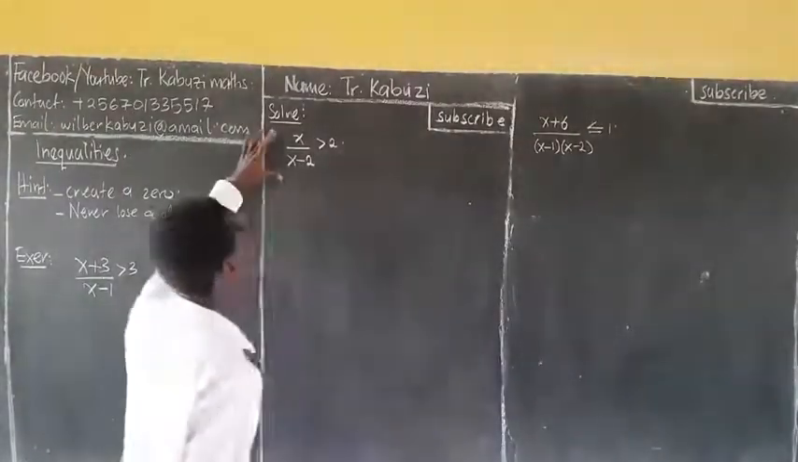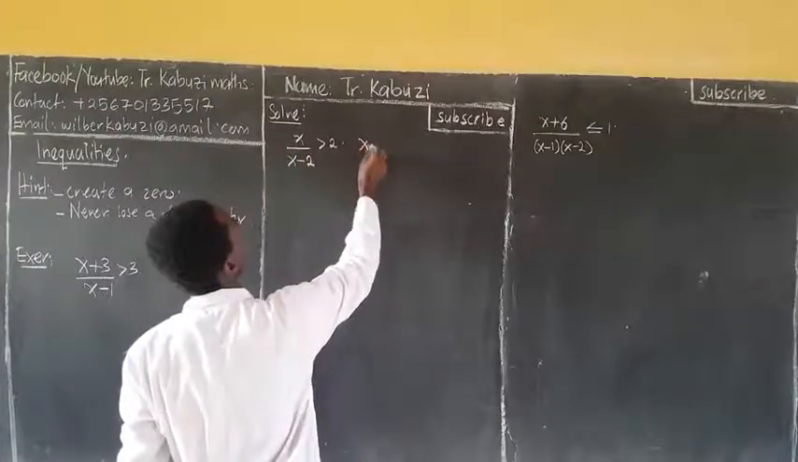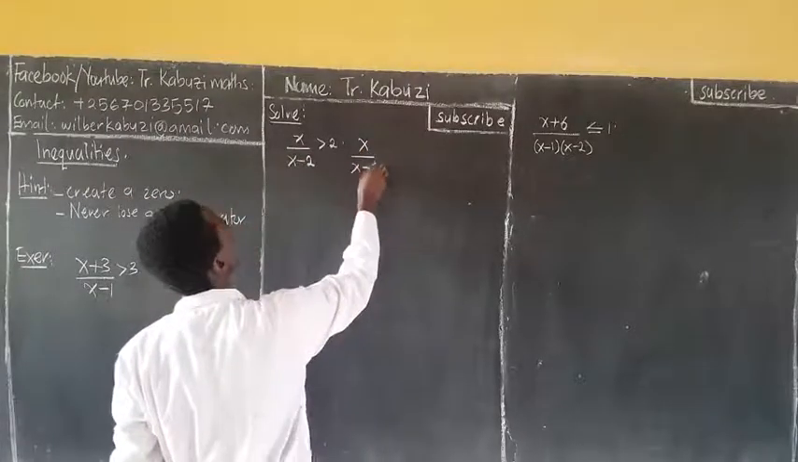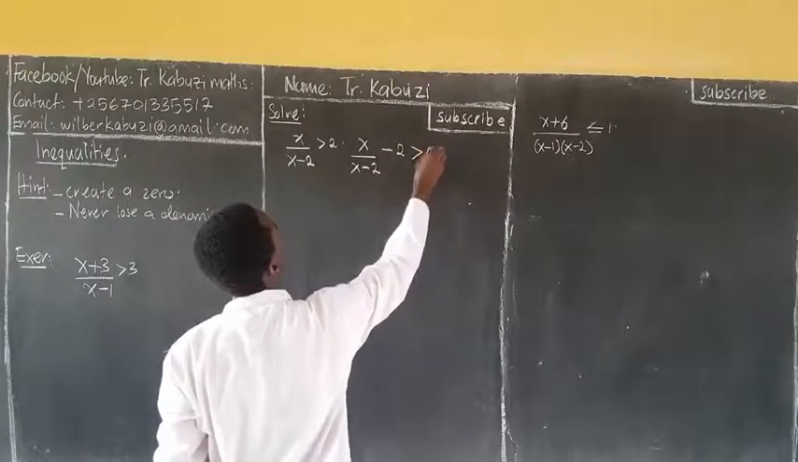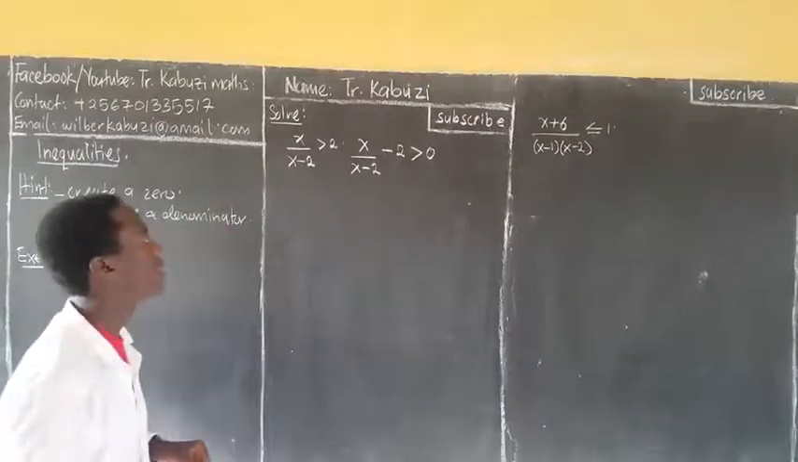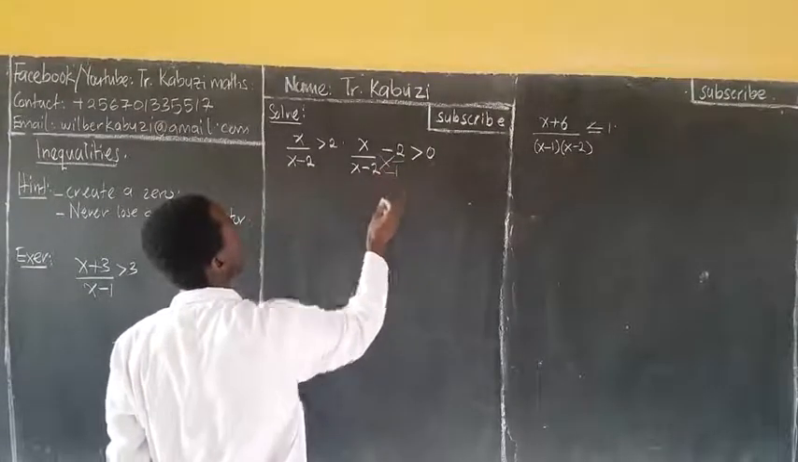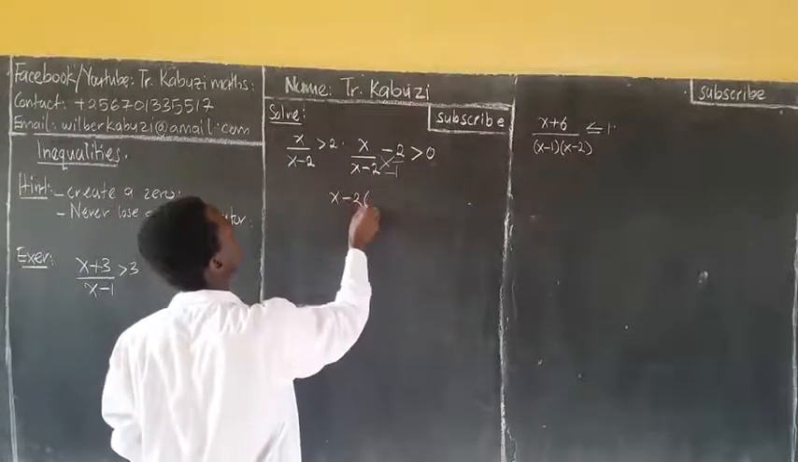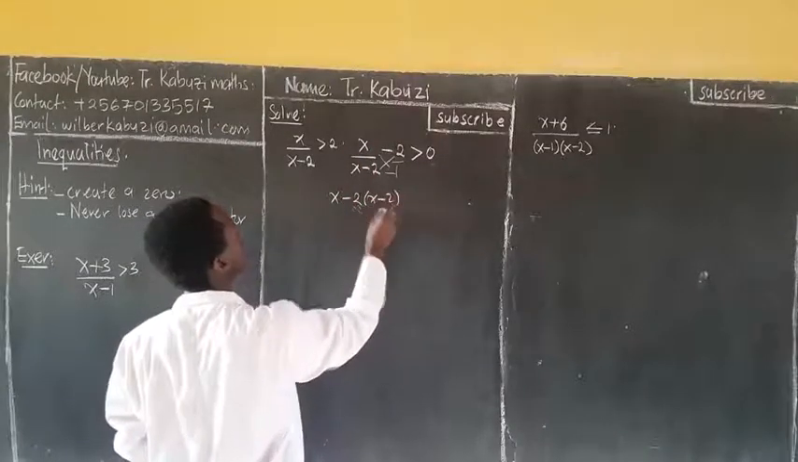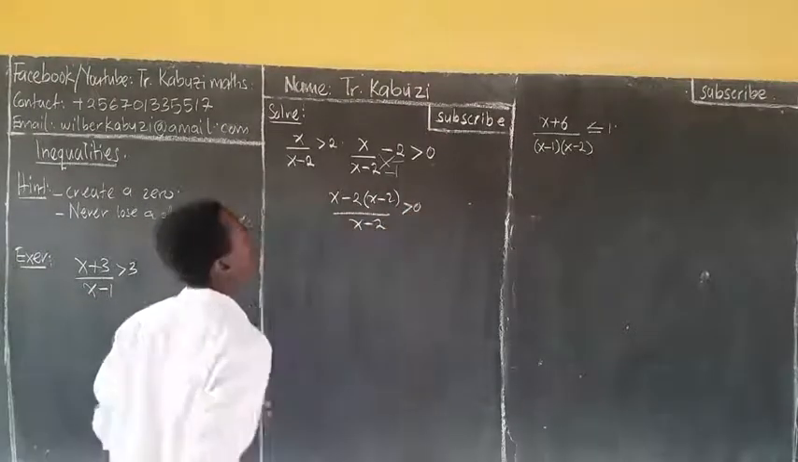Now to create a zero here, we first take this sign, we shall be adding x over x minus 2, then minus 2 greater than 0. Set it now equal to 0. Then from there, I cross multiply. This will be x minus 2 into x minus 2, the whole over x minus 2 greater than 0.